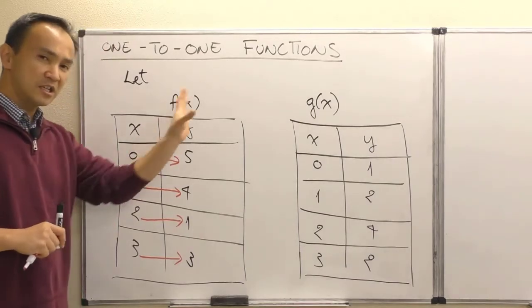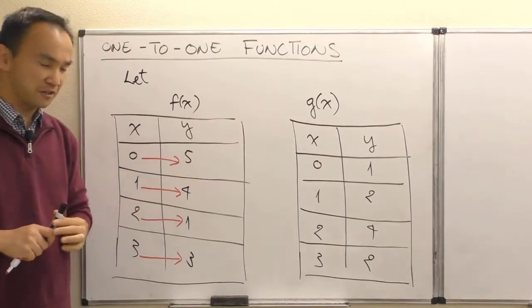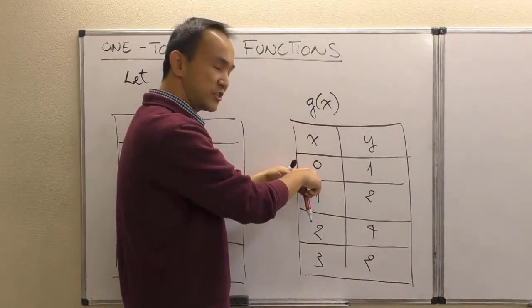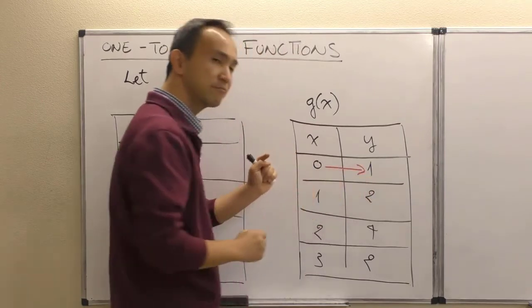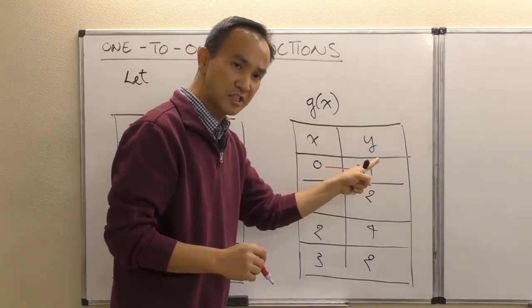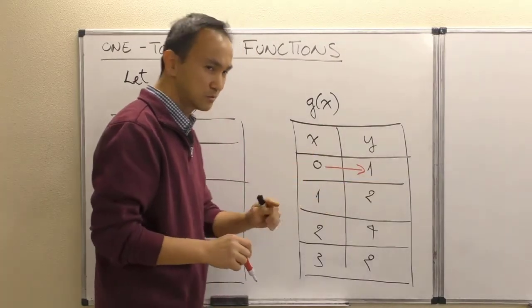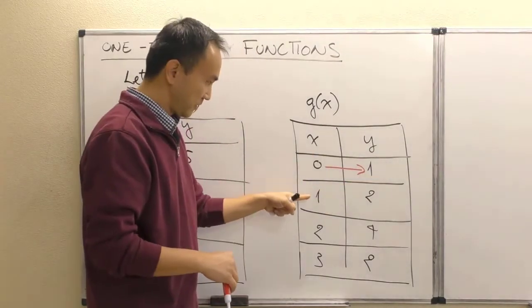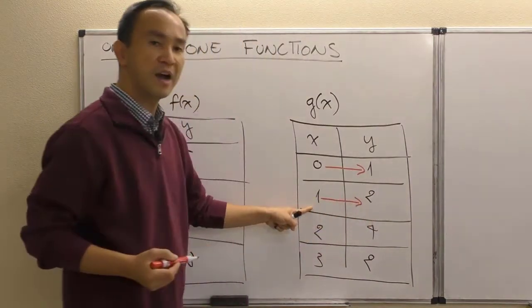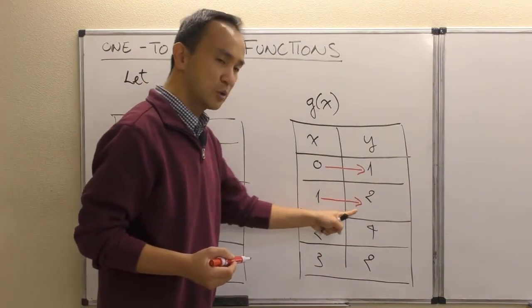But now let's look over to the other table over here. This function g takes this input 0 to the output 1. Still that same rule: one input is taken to exactly one and only one output. Nothing violated. This function g takes that input to 1, and takes input 1 to output 2.